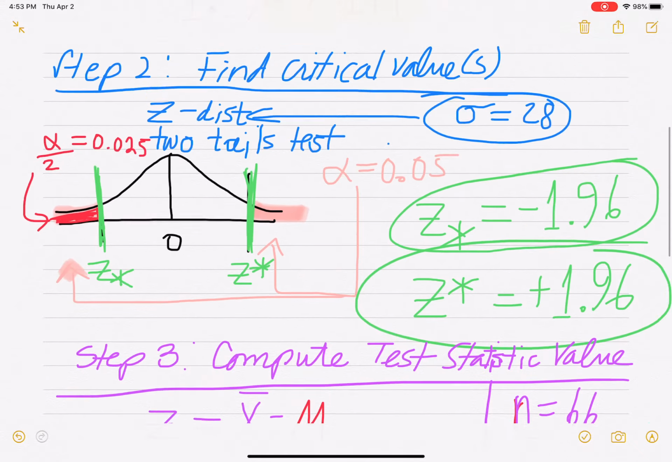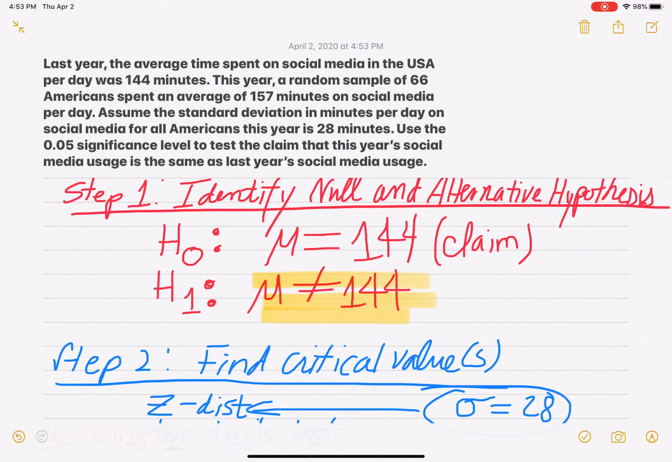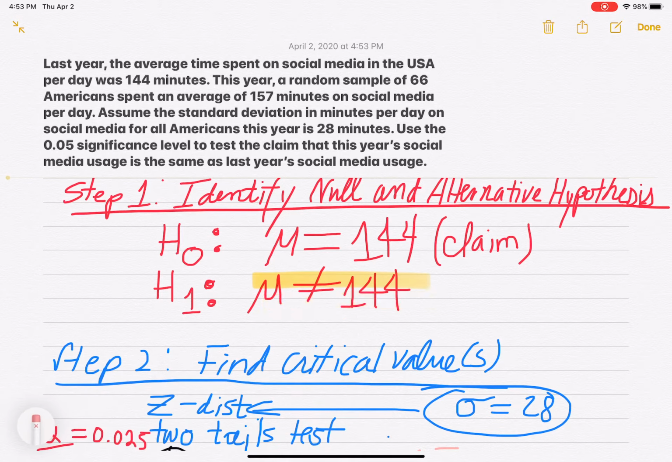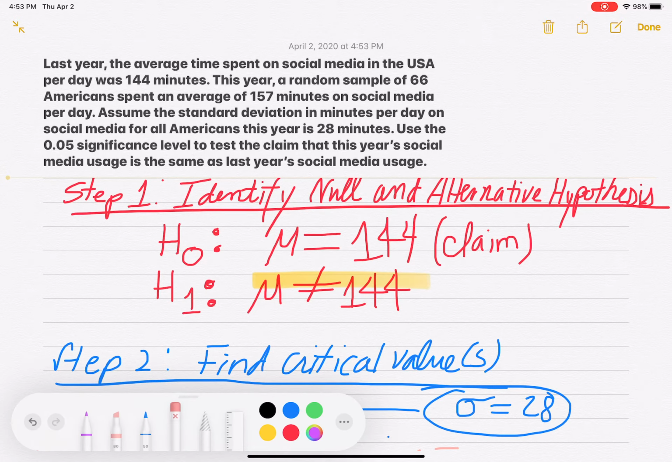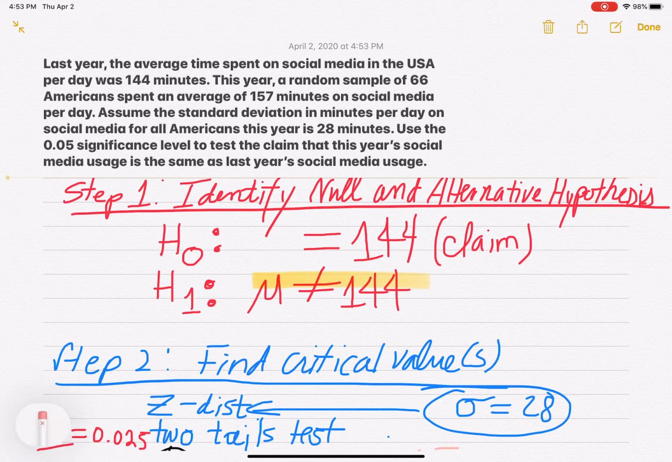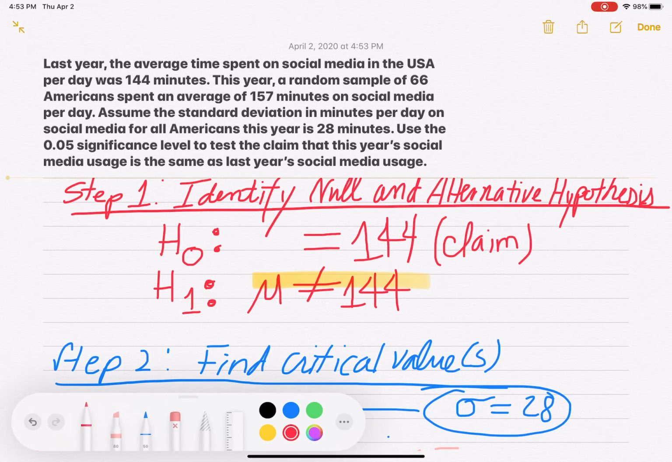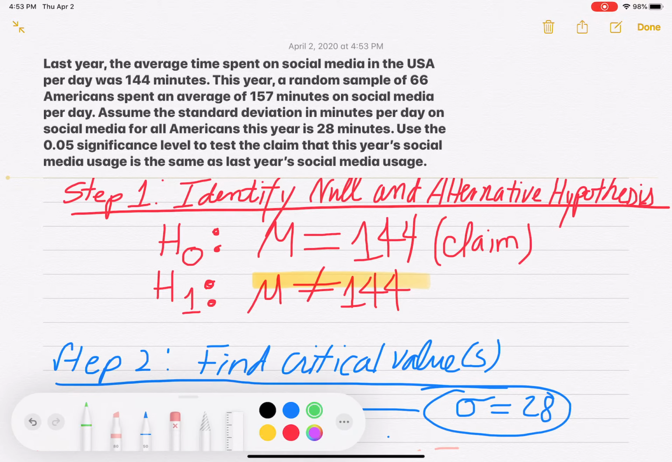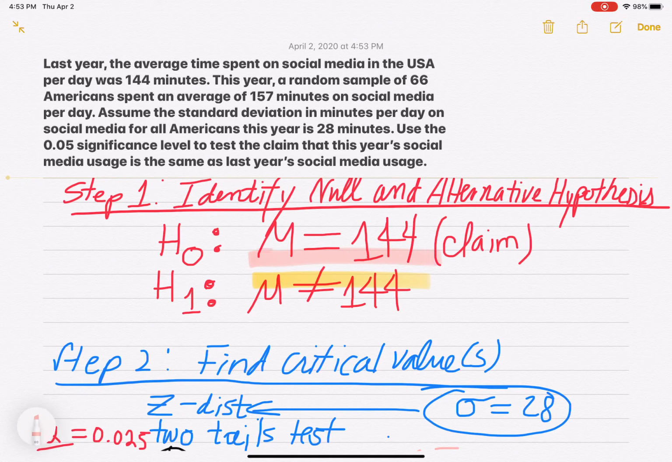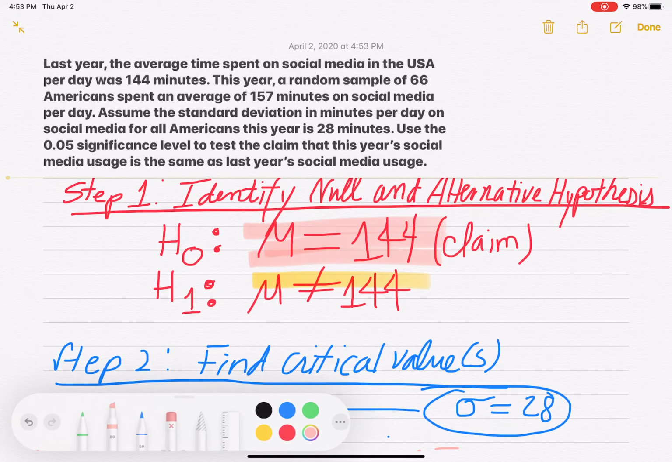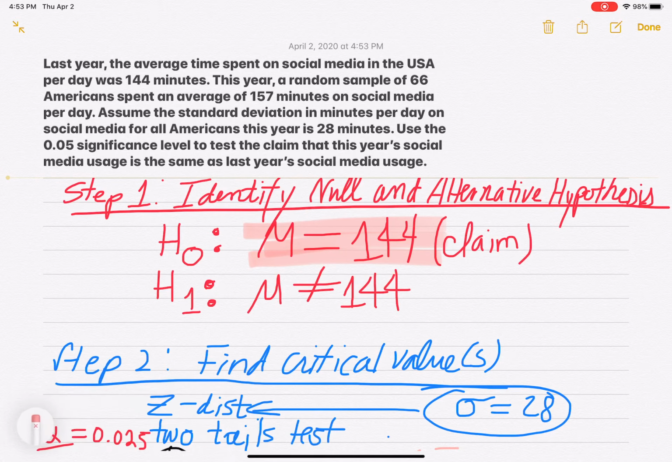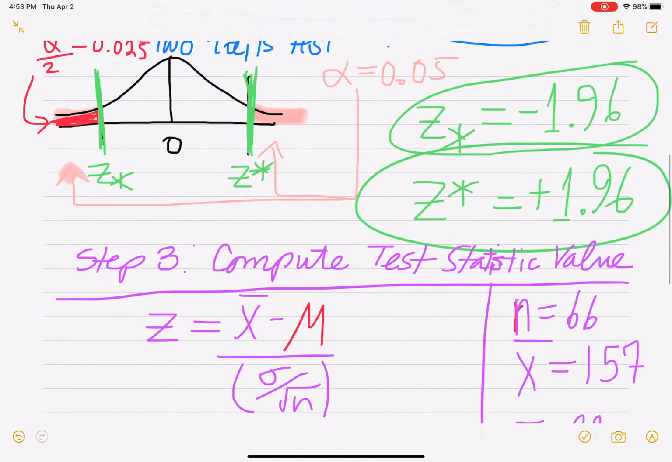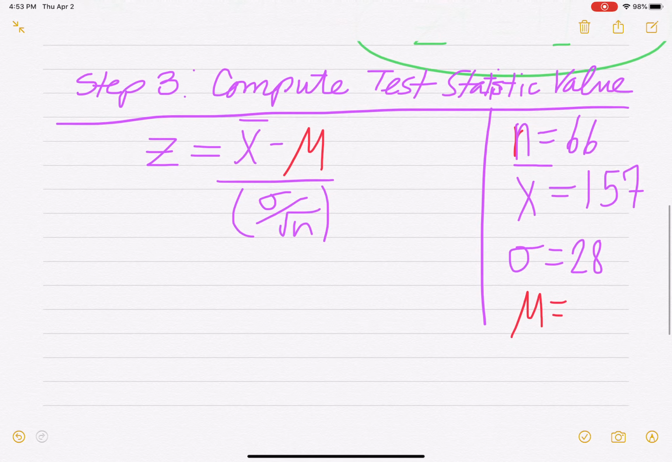For the sake of argument, we're going to assume that the population mean here is equal to 144. So we're assuming that the mean is 144 for the sake of argument. That's called the null hypothesis. So you assume the null hypothesis for the sake of argument, 144, the same as last year.